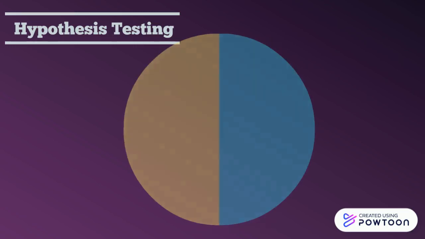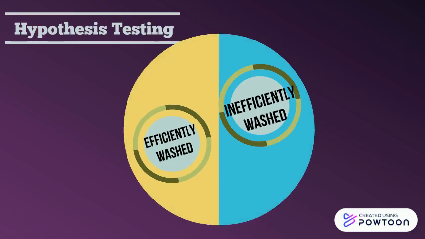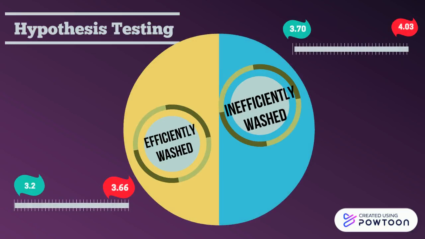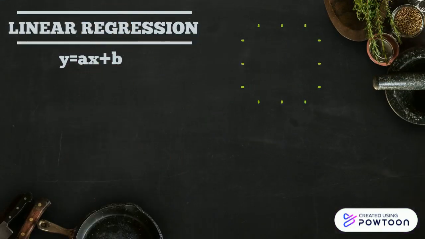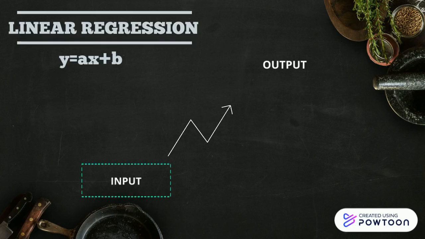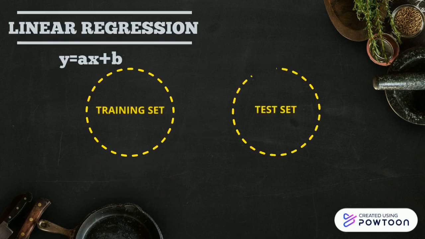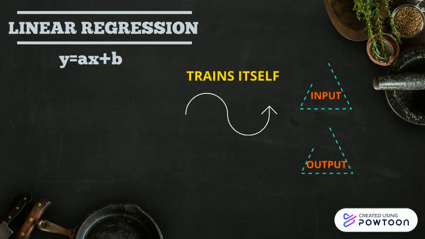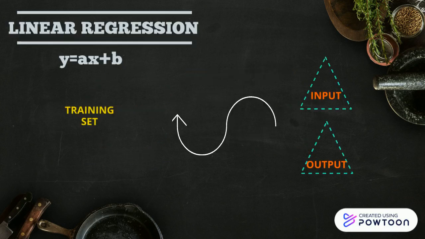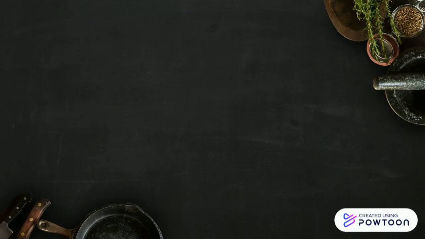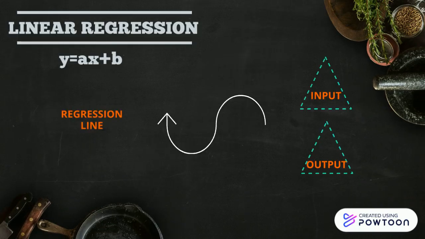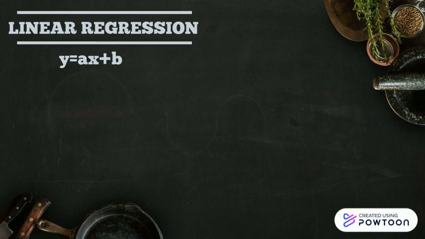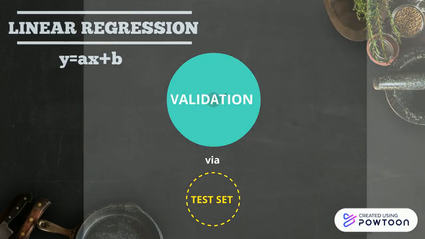To do this, first the data is separated into two groups as efficiently washed and inefficiently washed. By linear regression analysis, the output value is predicted from the input value. Firstly, the data is separated into two sets, which are training set and test set. The program trains itself with one input and output parameter by using the training set. Then, it determines a regression line accordingly. Afterwards, the test set is used for the validation of the model.